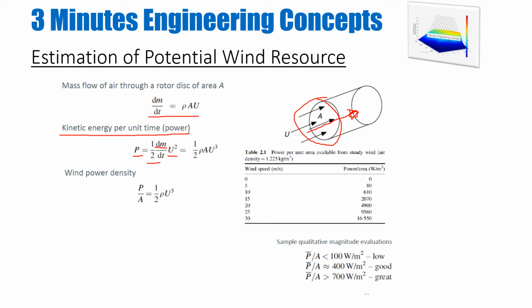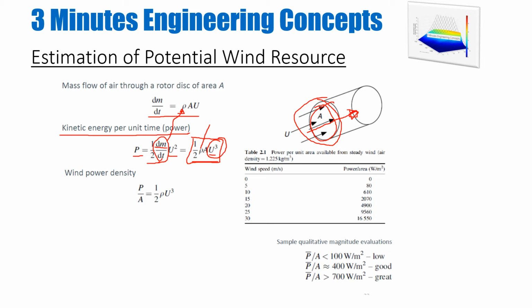And if I replace my dm over dt with this relationship here, then I have a relationship for power which is half rho A u cubed. So based on this relationship, I can estimate the power in my wind resource if I know the velocity of it. If I assume that the density is constant and the area I know, which is the area of this rotor here, and if I know the velocity of wind, then I can see that it's a cubic function of the speed of wind in this case.